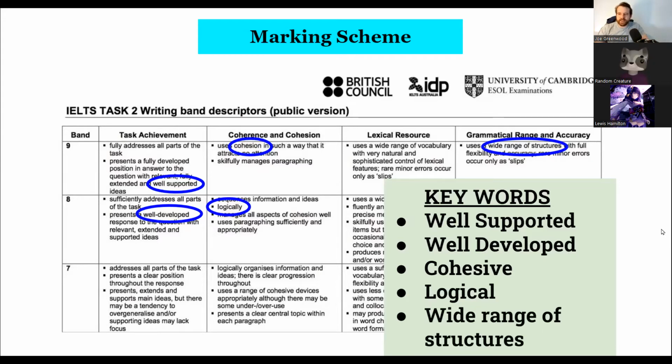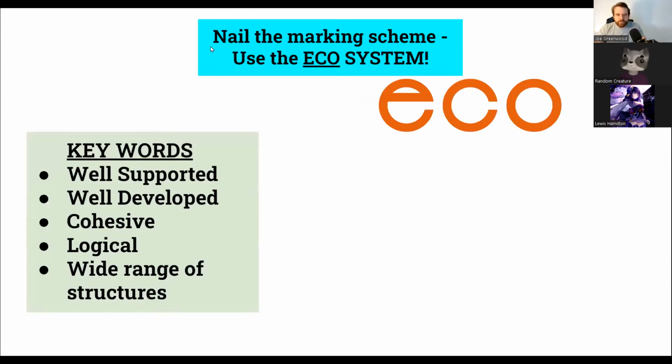And that's why I thought about how to do it, and I created the ecosystem, which helps you to nail the marking scheme. It helps you do all these things: be well supported, well developed, cohesive, logical, and use a wide range of structures. Okay, so who knows what E, C, and O stand for? I told you before, right? I know. What is it then, random creature?